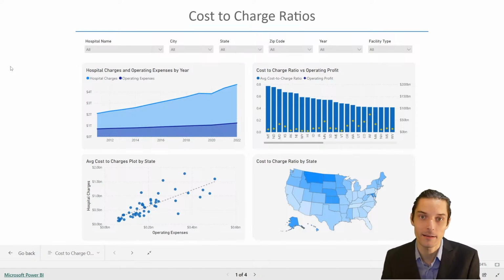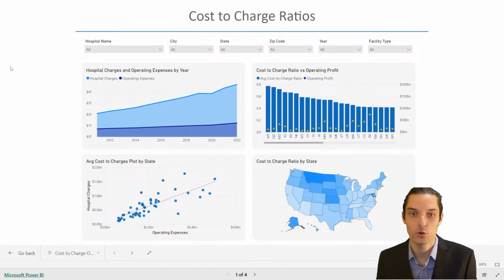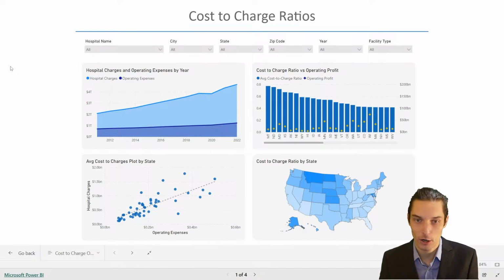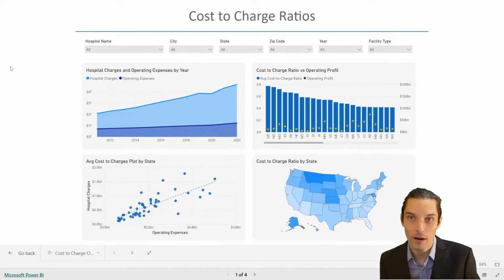And so once you understand these two things, then you can start to understand what cost to charge ratios mean in terms of what you can expect to pay and how you can negotiate down from what you are charging and what that floor is based on their actual costs.